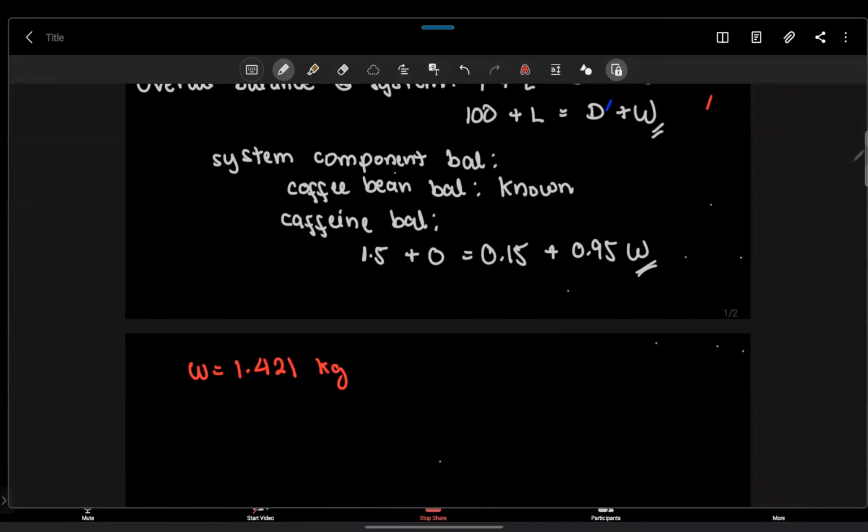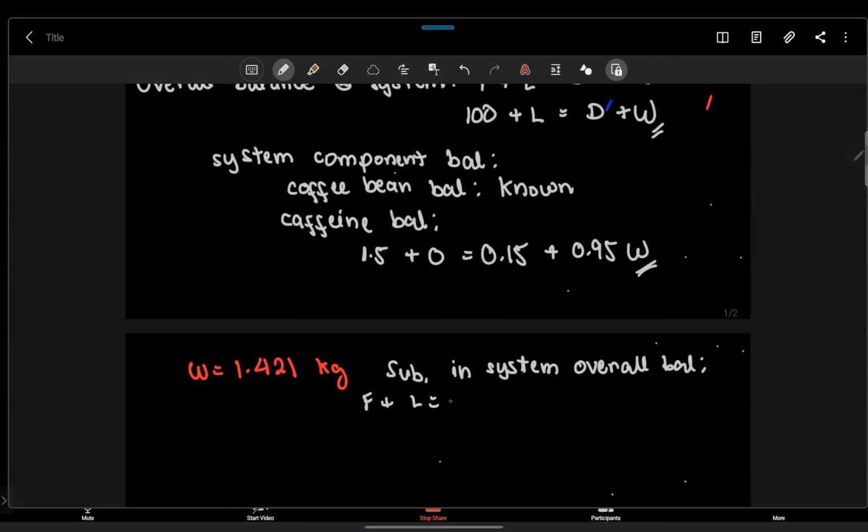So yung W na yan, substitute natin okay, in system overall balance. So ano nga ulit yun, di ba? F plus L equals D plus W. F is 100. Okay. Plus L, hindi pa natin alam. D, wala pa. Pero si W, ito na yung na-solve natin na 1.421. Okay, so L and D unknown pa rin.